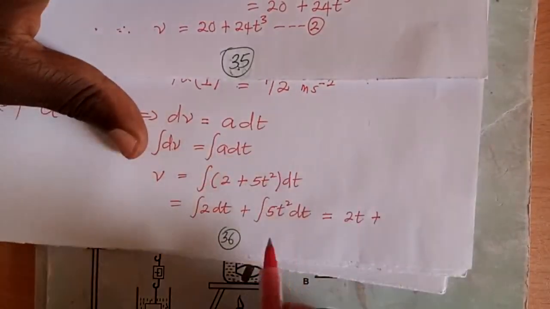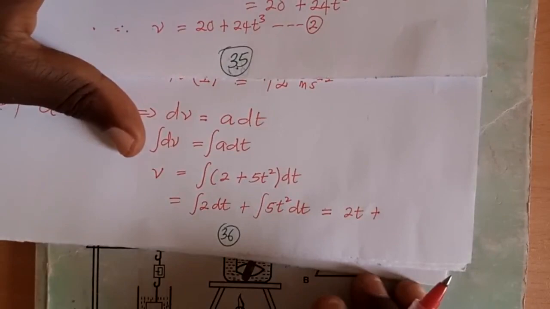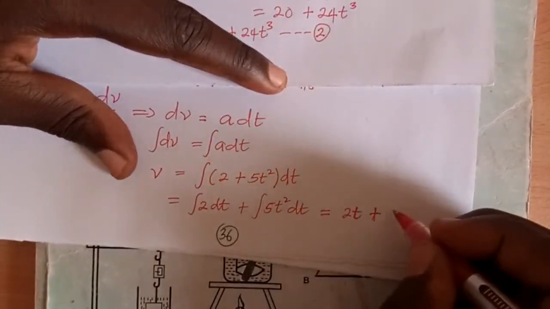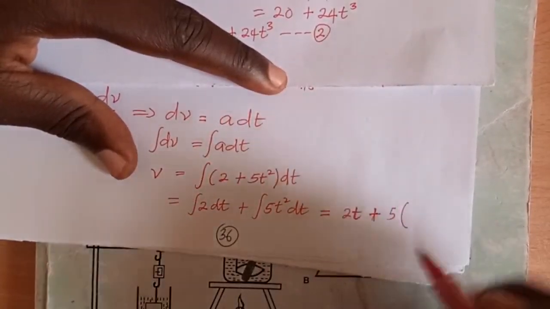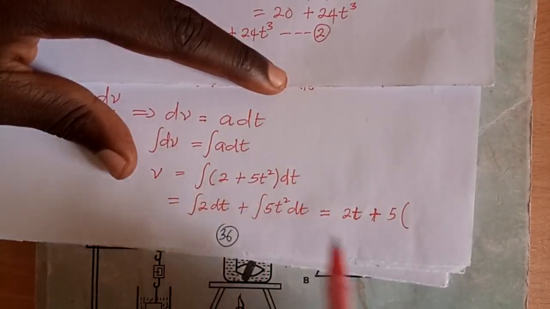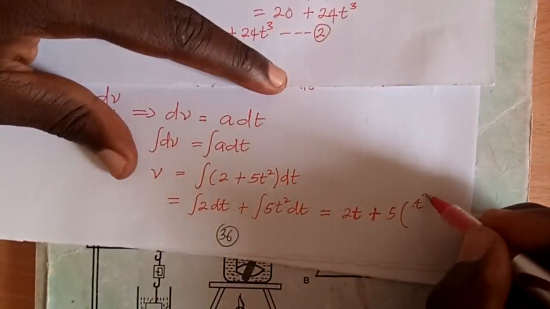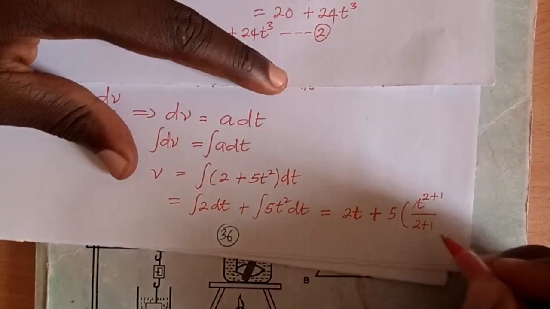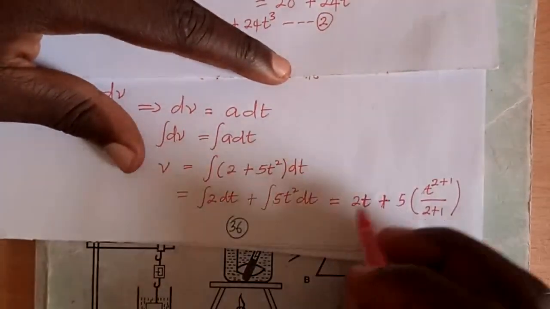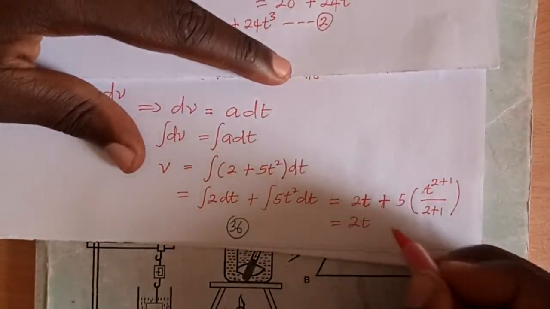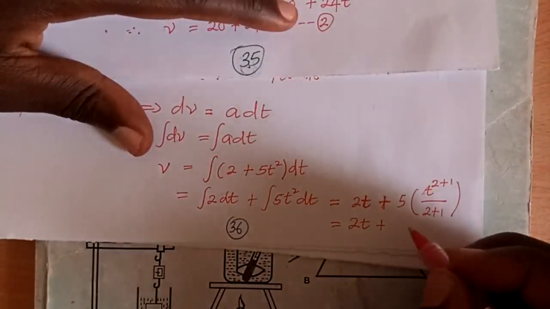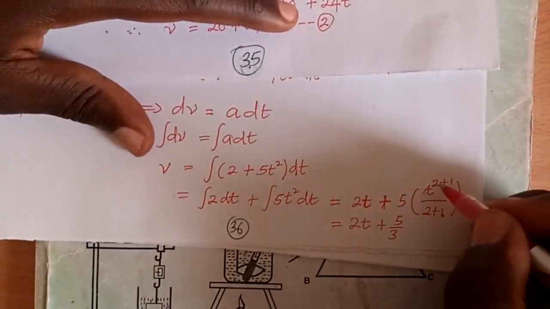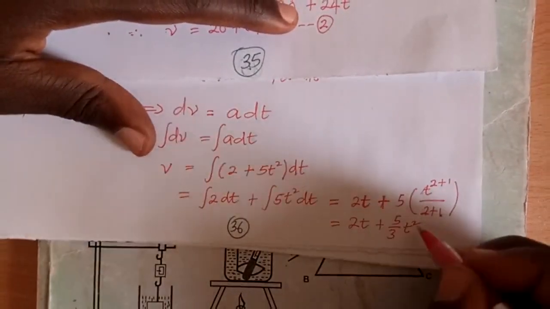Then plus, how do I integrate this one? I will keep my 5. Then I will integrate this one. I will increase the power of t by 1, 2 plus 1, and then I will divide by the whole 2 plus 1. So this will now be 2t plus 5 divided by 3, since 2 plus 1 is 3, times t raised to the power of 3.